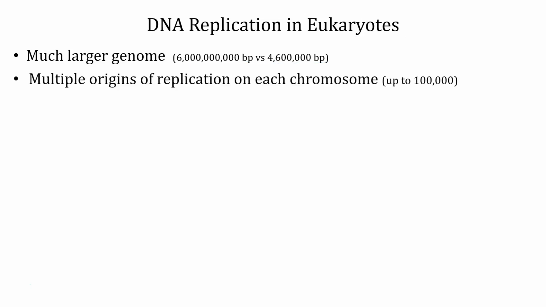And then there's going to be a whole bunch of origins of replication on each chromosome. So remember, prokaryotes have one big circular chromosome, but we have a lot of non-circular chromosomes. We have, for example, in our cells, 46 chromosomes, and they are not circular. So there's a whole bunch of different of these origins of replication, and this is, again, a place where replication begins.